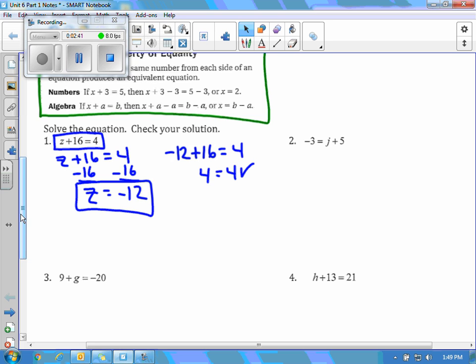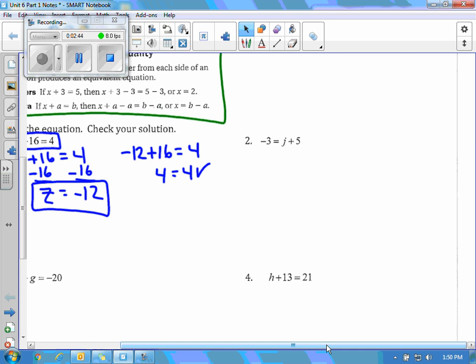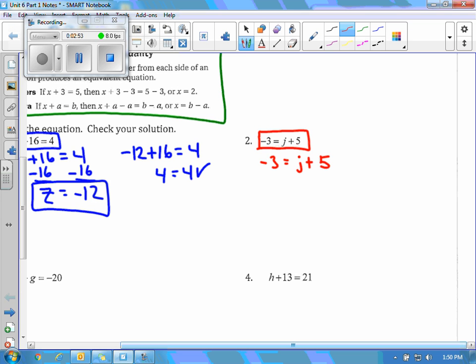Looking at our second example, it says negative 3 equals j plus 5. Again, the first thing I want you to do is box that and rewrite it. So I have negative 3 equals j plus 5. I'm going to go to the right side of the equation because that's where my variable is. On the right side, I have j plus 5. So to undo that addition, I'm going to subtract 5. If I do it to one side, I have to do it to the other. So on the left side, negative 3 minus 5 is going to give me negative 8. And on the right side, I'm just left with j, because 5 minus 5 is 0. So I get negative 8 equals j.